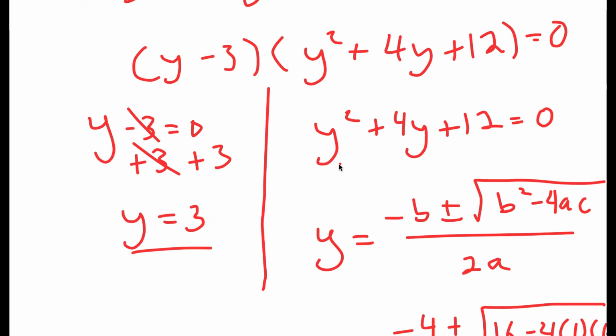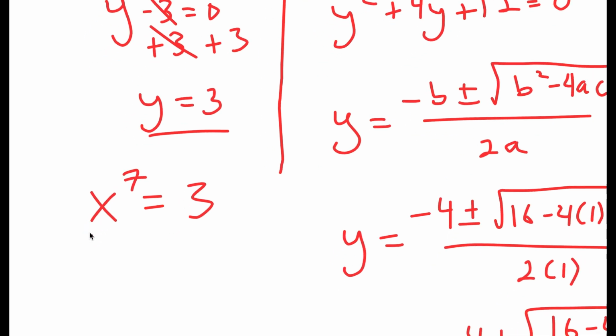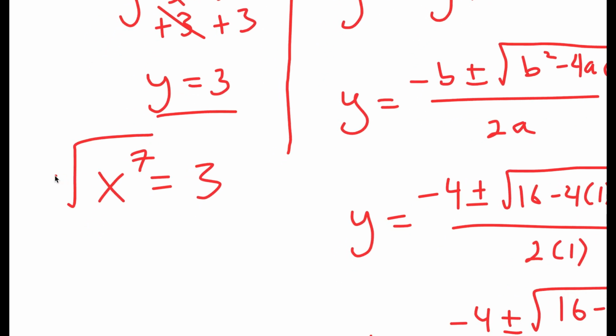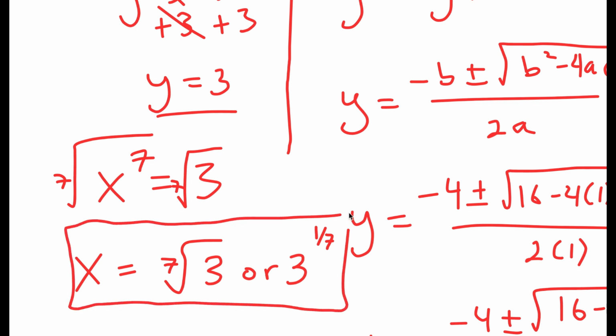So our only solution for y is y equals 3, meaning x to the power of 7 is equal to 3. And now to solve this, I'm going to take the 7th root on both sides. The 7th root of x to the power of 7 is x, so I get x is equal to the 7th root of 3, or I can also write this as 3 to the power of 1 over 7. So this is my solution to this problem.